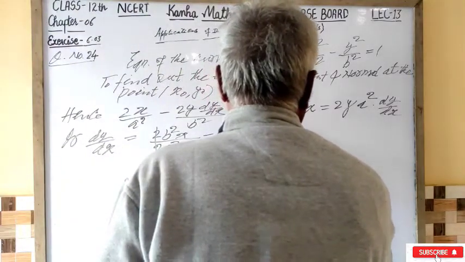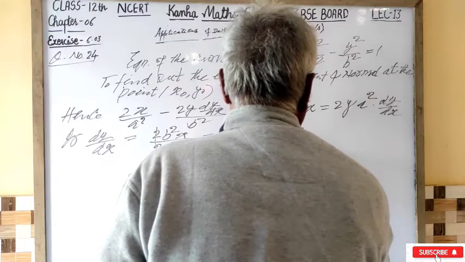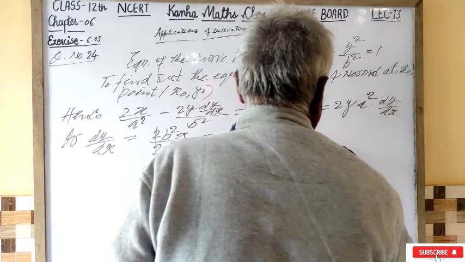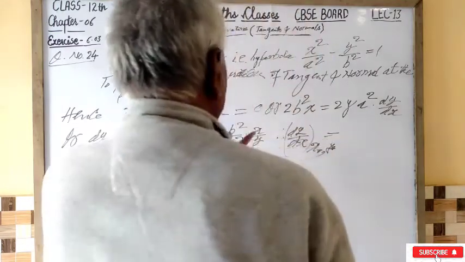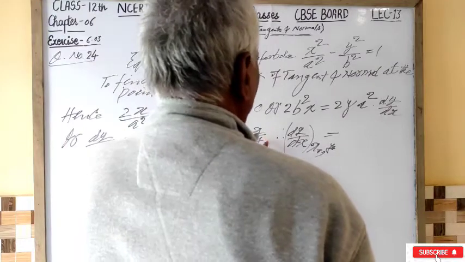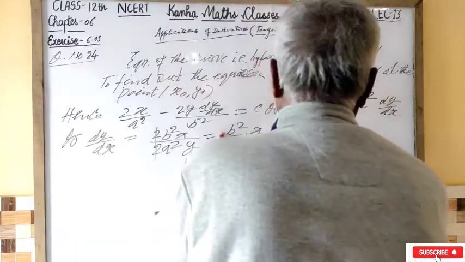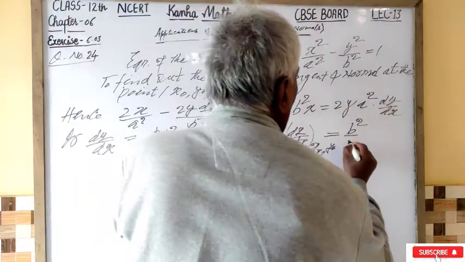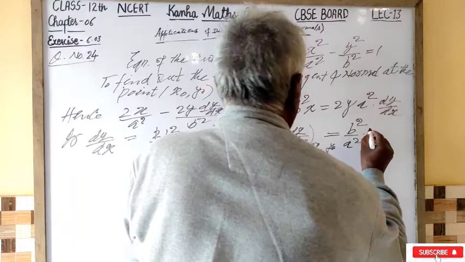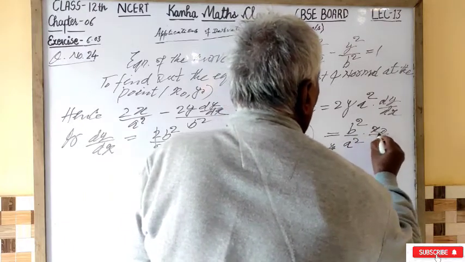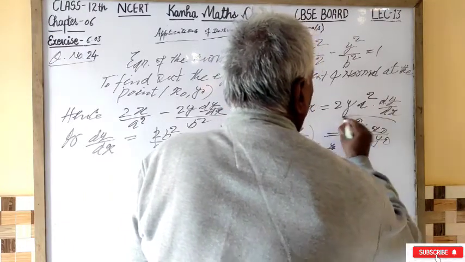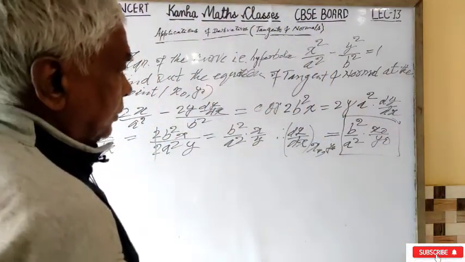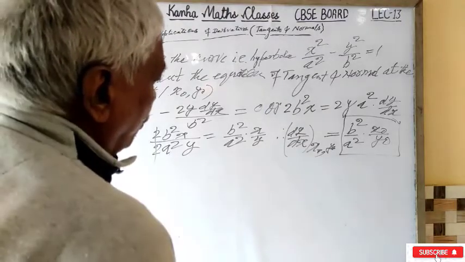Hence, dy by dx at the requisite point x0, y0, we will substitute x by x0 and y by y0. Hence, it will become b square upon a square into x0 upon y0. This is the dy by dx of the tangent to be found at the requisite point x0, y0.